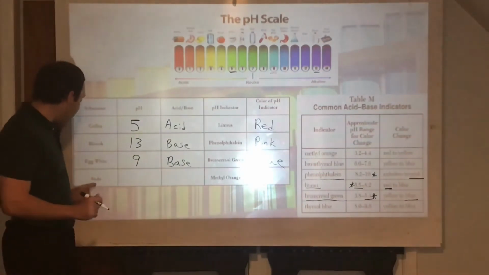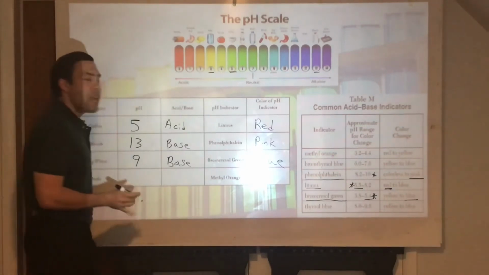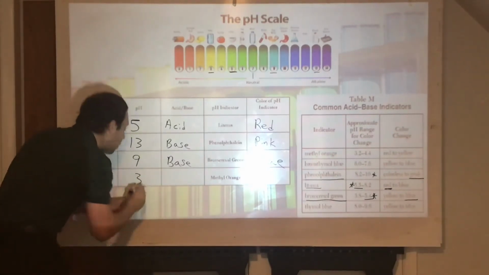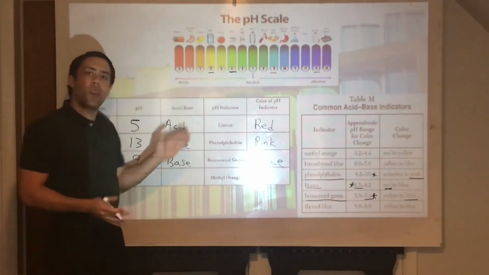Finally, we have soda. Soda has a pH of 3. A pH less than 7 is going to be acidic.